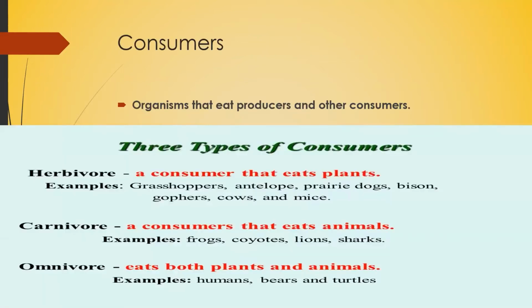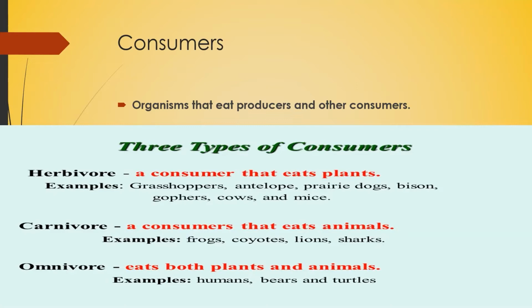The second component is consumers. Organisms that eat producers and other organisms are called consumers. Within ecological food chains, consumers are categorized into primary consumers, secondary consumers, and tertiary consumers. Primary consumers are herbivores, secondary consumers are carnivores, and tertiary consumers are omnivores. Herbivores are consumers that eat plants only, for example, grasshoppers, dogs, cows, mice.